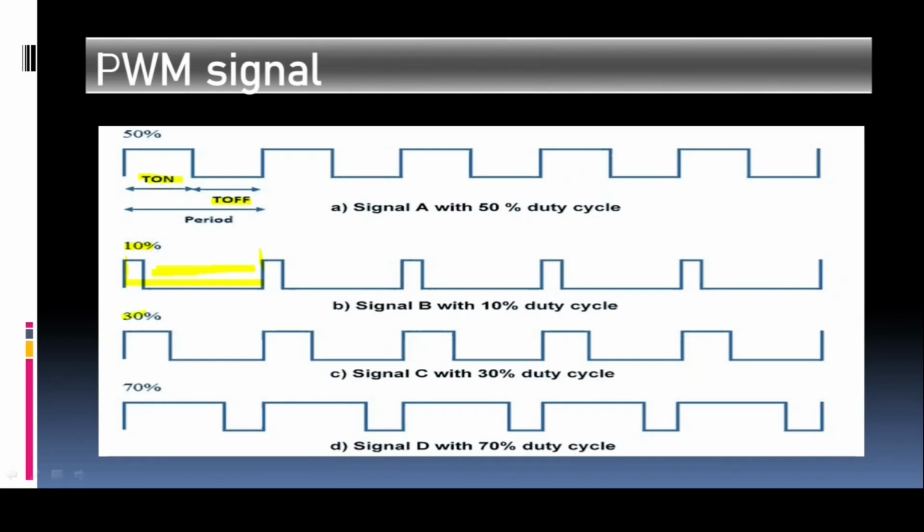Next you can see 30% duty cycle. Here we use the same time example, 100 milliseconds from here to here. This is a total of 100 milliseconds. For 30 milliseconds this signal is at 5 volt, and for 70 milliseconds this signal is at 0 volt. Now next is 70%. Here for 70 milliseconds it is on and for 30 milliseconds it is off. I hope you understand what a PWM signal is. Due to this the voltage will reduce.